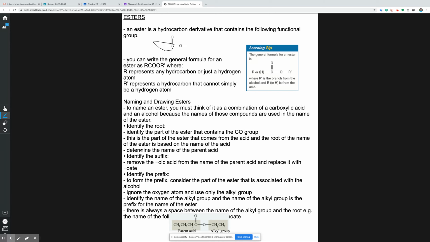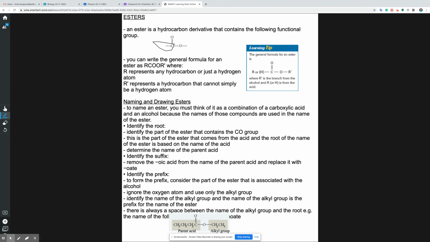Okay, so to determine this part, it comes from the acid, and the root name of the ester is based upon the name of that acid. So determine the parent name of the acid, again coming off this side over here. The suffix is how we finish the name off. We remove the "oic acid" from the name of the parent acid and replace it with "oate".